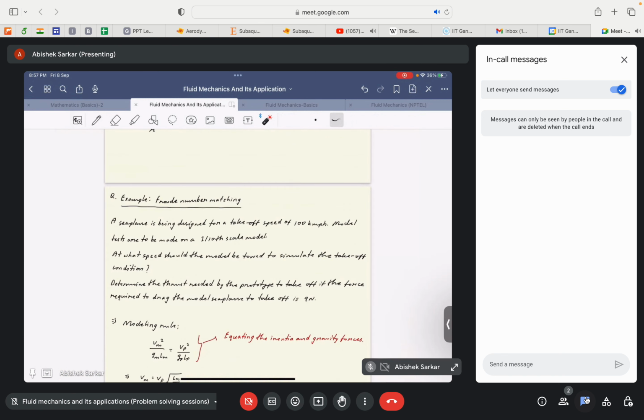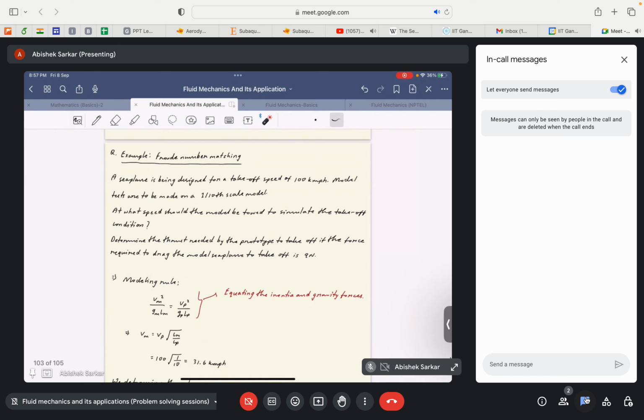It is the Buckingham's pi theorem. That's very important again. Okay. A seaplane is being designed for a takeoff speed of 100 km/h. Model tests are to be made on a 1/10 scale model. At what speed should the model be towed to simulate the takeoff condition? Okay. Let's just consider the first part.